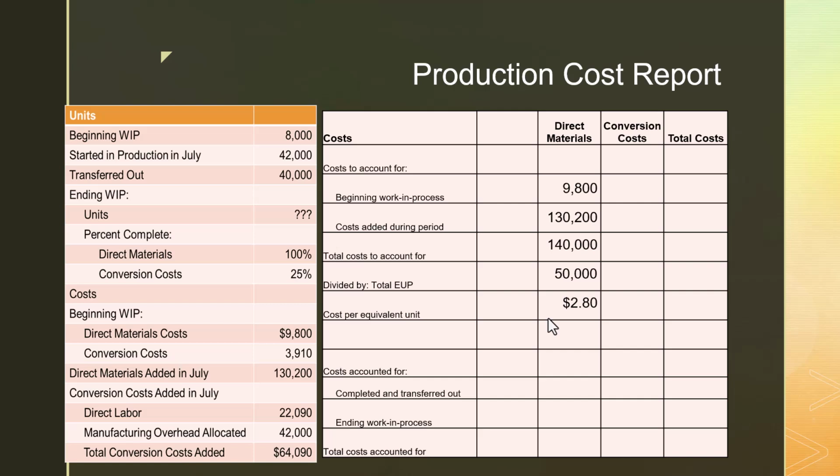Let's do the same thing for conversion costs. The units that were in beginning WIP already had $3,910 worth of labor and overhead committed to them. During the period, we had labor costs and we allocated overhead, and all in all, that totaled up to $64,090 worth of conversion costs. So all of the peanuts that came through the peanut preparation department during the period had a total of $68,000 of conversion costs committed to them.